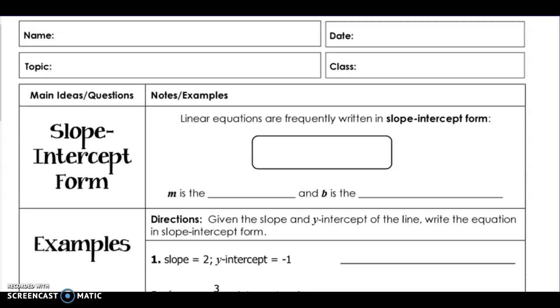All right, hey guys, I just wanted to share how to write equations in slope-intercept form again, just for some of you that are still getting confused. I figured I'd probably go through and just do all the lessons.